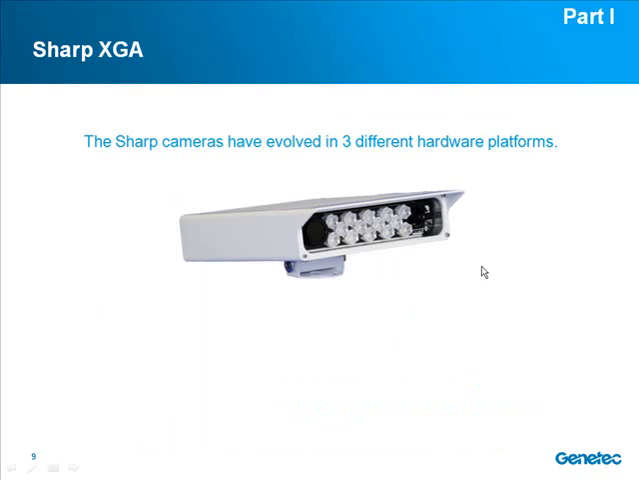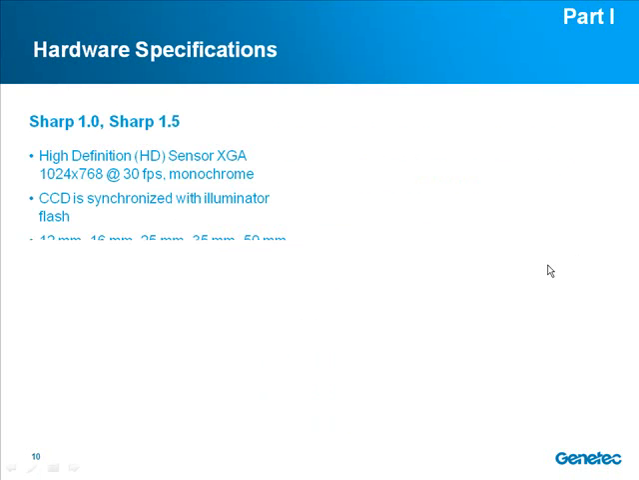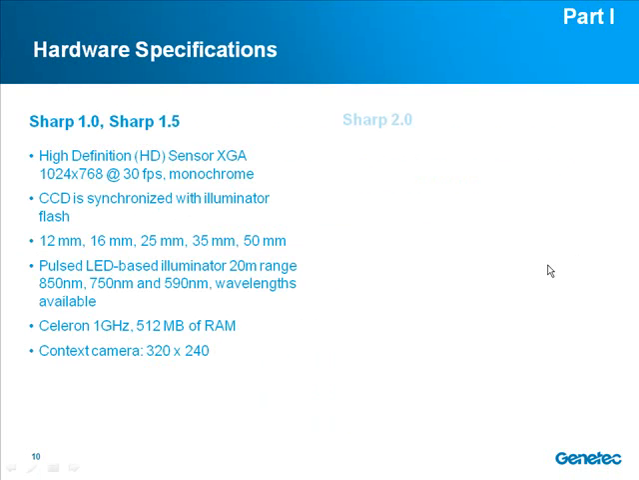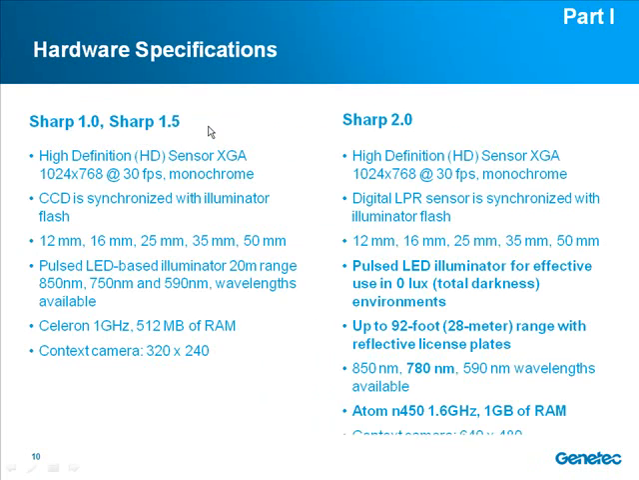Now let's take a look at our classic Sharp XGA unit. Typically, if someone mentions a Sharp camera, we're usually referring to this one, since it's our most commonly used LPR unit. There are 3 versions of the Sharp XGA, 1.0, 1.5, and our current version 2.0. On the hardware side, there isn't a lot of difference between the Sharp 1.0 and 1.5, so we've grouped the 2 of them together here.